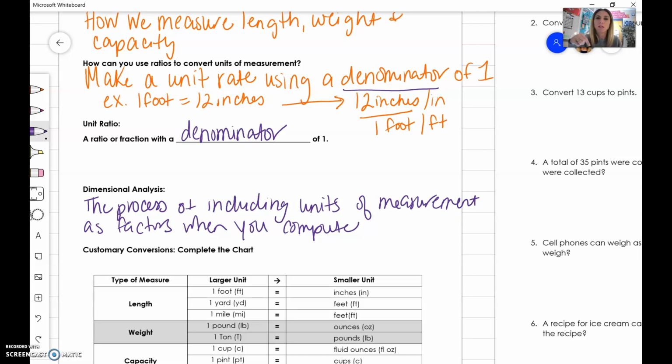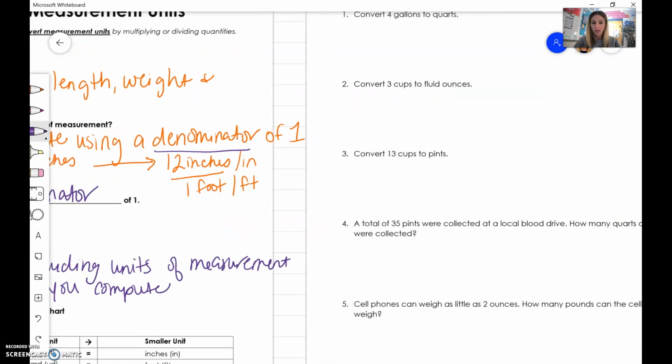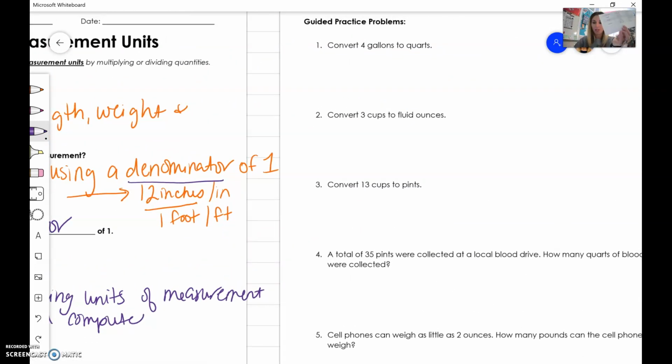Well, we know there's 12 inches in 1 foot, so how can we know how many inches are in 2 feet? Without actually skip counting, we're going to show you ways to do that. Okay, so this is just an example of what we're going to do. You should have something very similar to this: types of measurement, lengths, capacity, weight. You also have in your book, lesson 5, right here on page 290.